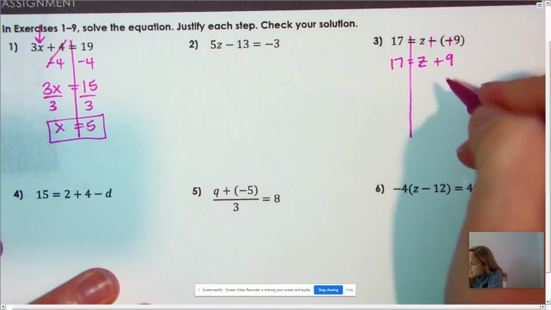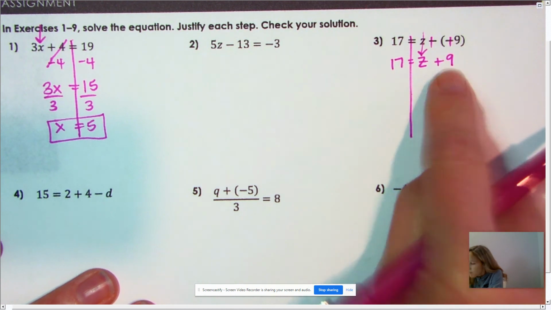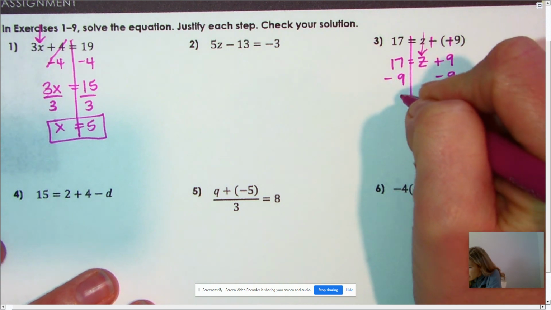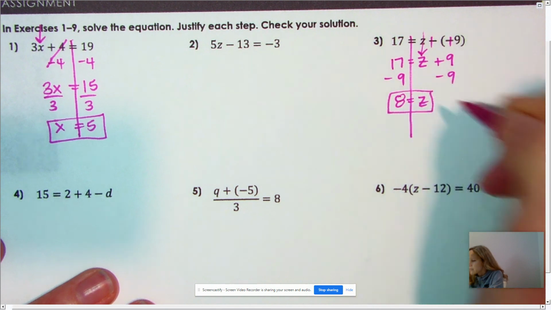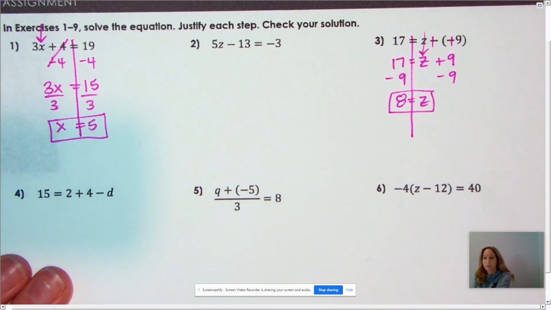All right, last thing we do, here's the letter we're trying to find. So I look and see what's stuck with it, plus 9. So we're gonna go minus 9 on both sides. So 17 take away 9 is 8. Final answer. You can always take away 10 and then add 1 back on if you ever have a hard time subtracting 9s.